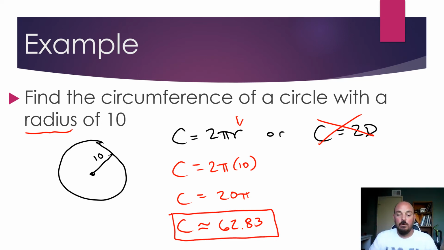So there's the answer to your question. Again, pretend this is a word problem. You've got a circle with a 10-mile radius, and you have to go all the way around it. How far is it? Well, it's over 62 miles around that circle. If the radius is 10, the distance all the way around it is about 62.8.